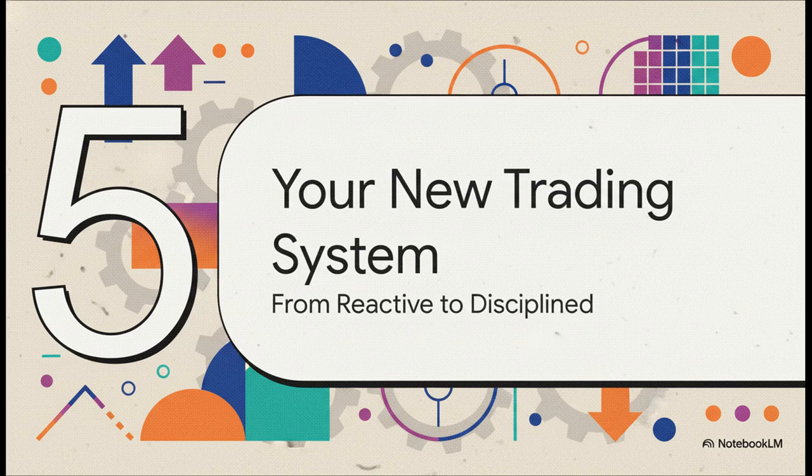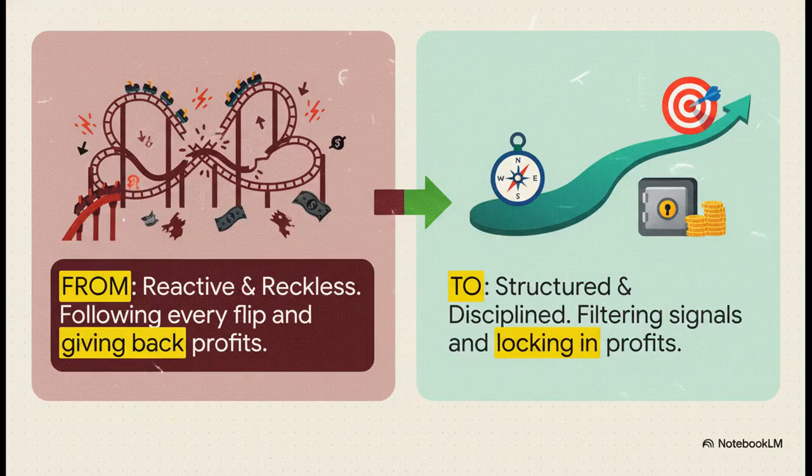This framework takes your trading from a reactive, emotional process and transforms it into a structured, disciplined system. Think about this shift. You're moving from being reactive and reckless, chasing every flip of the dots, getting eaten alive in choppy markets, and always giving back your wins. And you're moving to a structured and disciplined approach, filtering your signals with the EMA, trading with the dominant trend, and systematically locking in your profits.